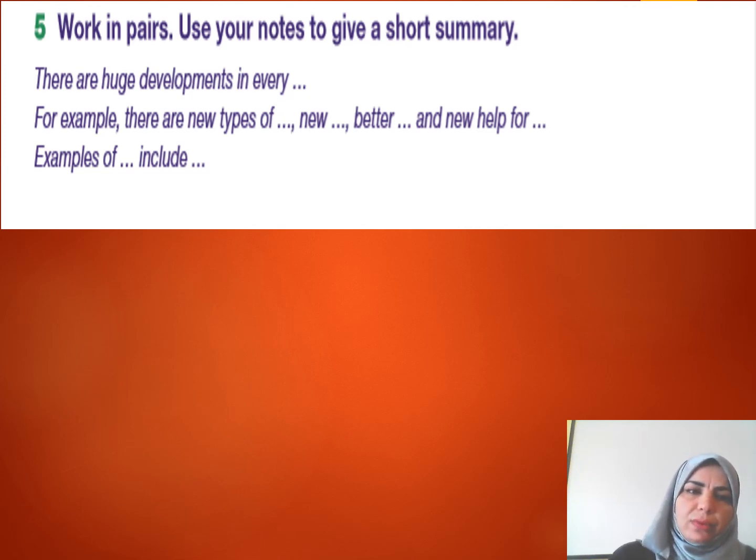For example, the first one, there are huge developments in every area. For example, there are new types of, new better, and new help for. Examples of include. You can use these words in order to make the summary for our lesson. You have 2 minutes in order to make a short summary for our lesson.